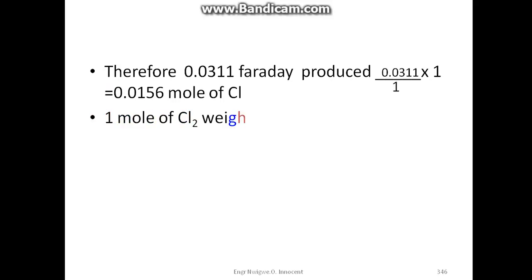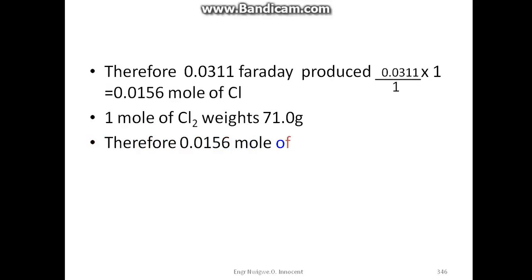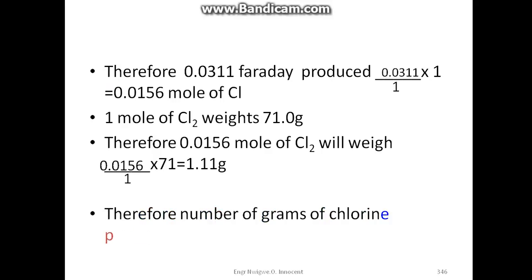1 mole of chlorine weighs 71.0 gram. Therefore, 0.0156 mole of chlorine will weigh 0.0156 over 1 times 71, which will give us 1.11 gram. Therefore, the number of gram of chlorine produced is equal to 1.11 grams.